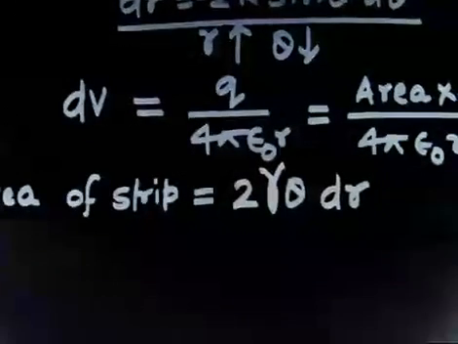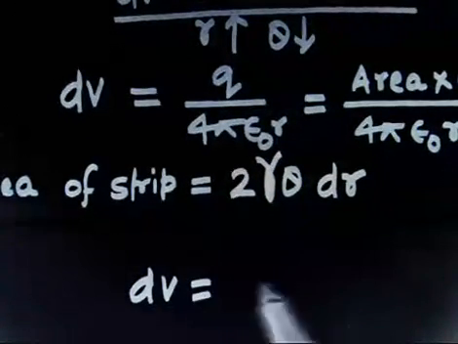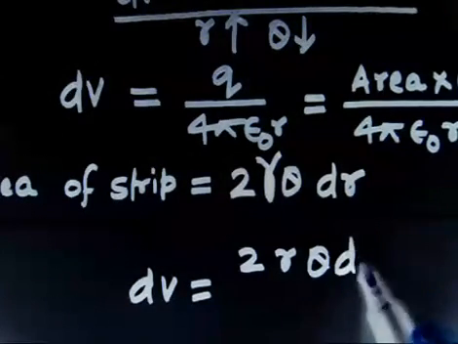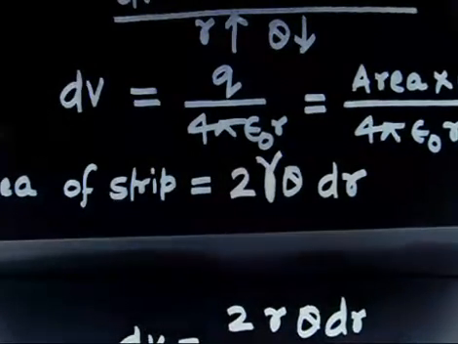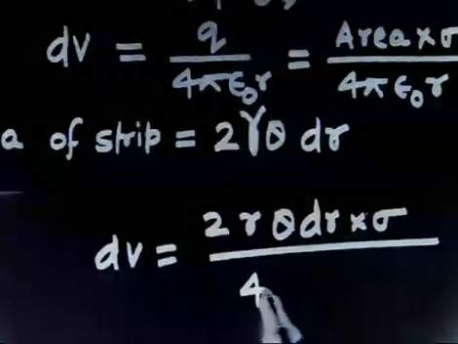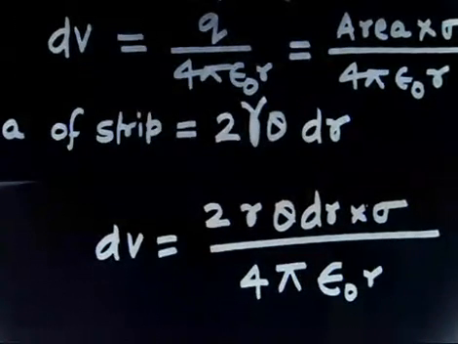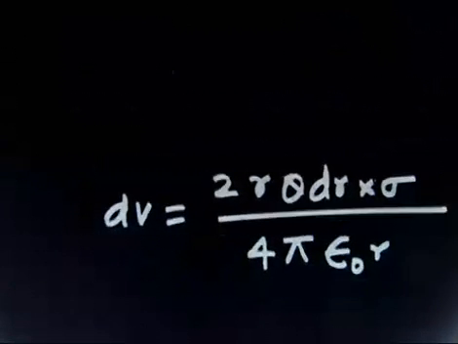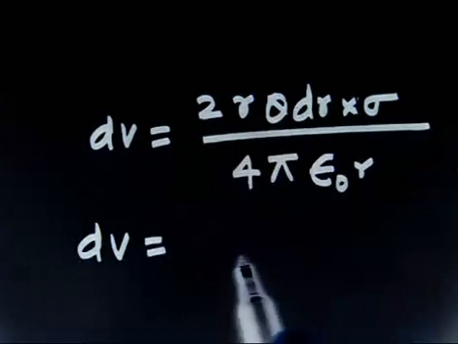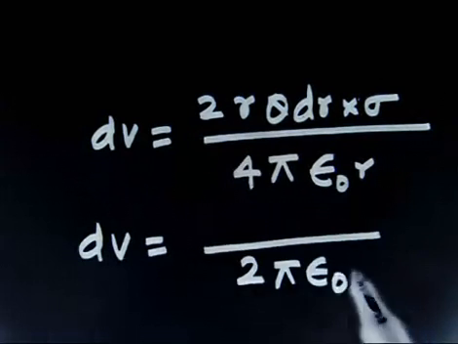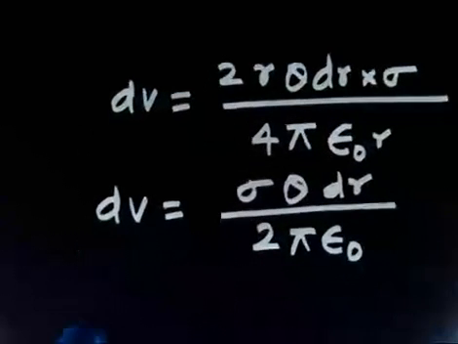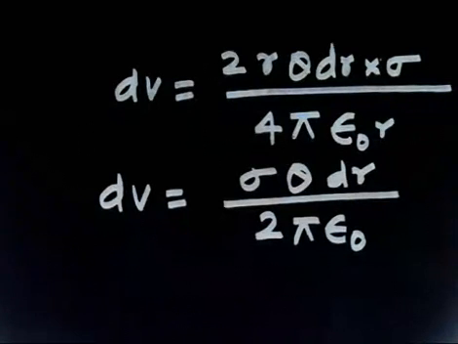So let us plug these values into the potential. I have dV equals the area, 2r theta dr, multiplied by sigma, and this divided by 4 pi epsilon naught r. Now I have to integrate this one. So r goes, and we will have 2 pi epsilon naught in the denominator, and on top we will have theta sigma dr. Now I have to change this dr because I cannot integrate in two variables.